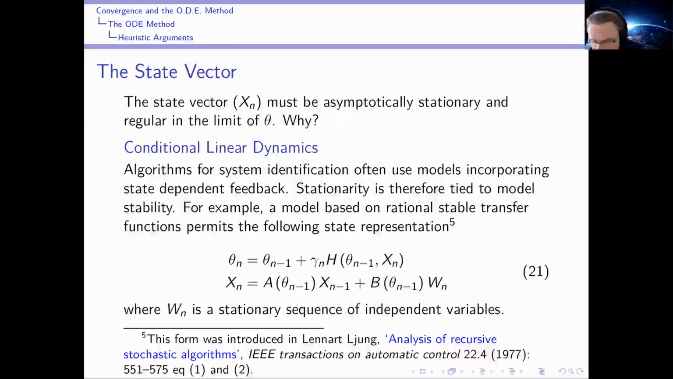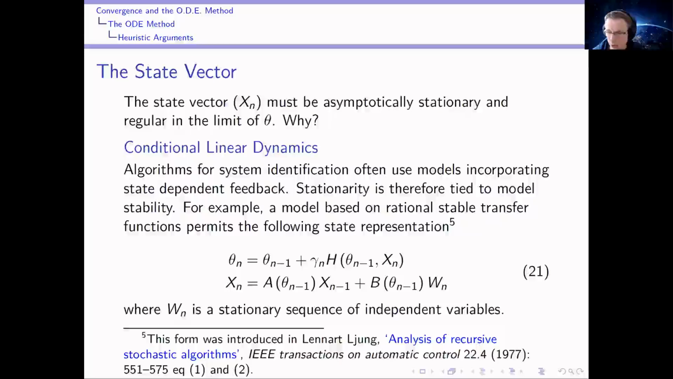So our state vector is an independent variable. It doesn't have any theta dependence, and so asymptotic stationarity and regularity are easily satisfied for the learning phase with transversal equalizer. But the question remains why we would need these conditions for other models. And so for that, we need some background on the form of the state vector.